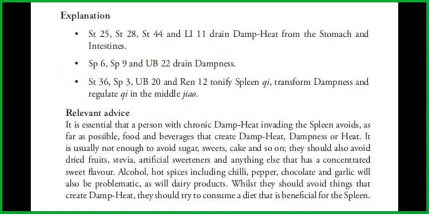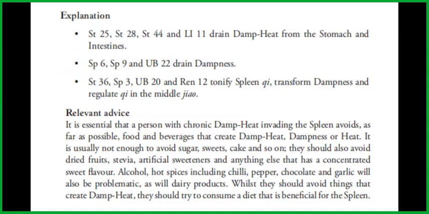The explanation is that Stomach 25, Stomach 28, Stomach 44, and LI11 drain damp heat from the stomach and intestines, whereas Spleen 6, Spleen 9, and UB22 drain dampness, and Stomach 36, Spleen 3, UB20, and REN 12 tonify spleen qi, transform dampness, and regulate qi in the middle jiao.